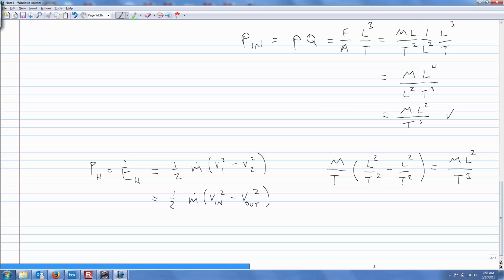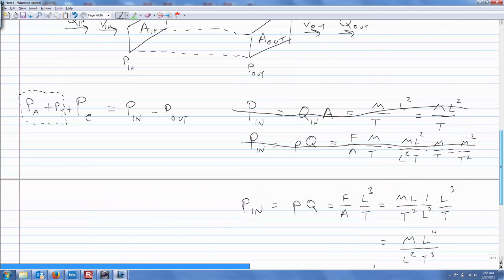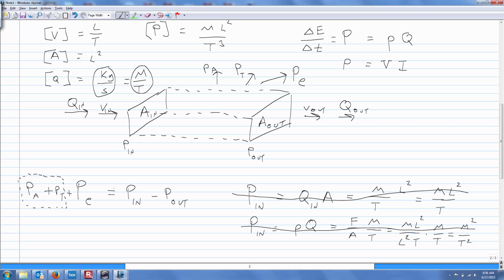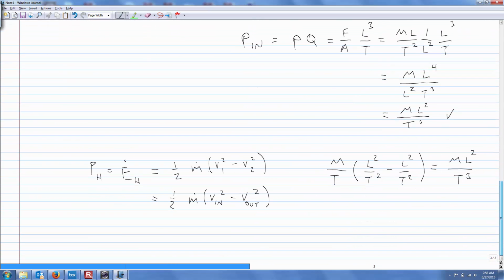The 1 and 2 are arbitrary. Back in our system, I said, here's the in, here's the out. Where's 1? Well, 1 is in and 2 is out.